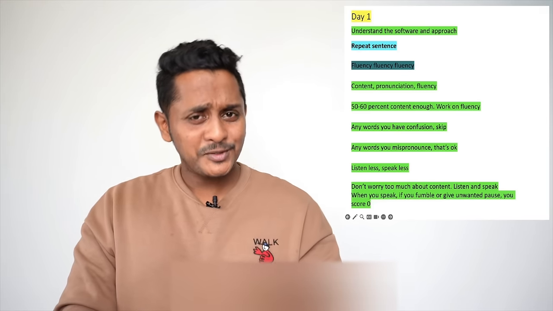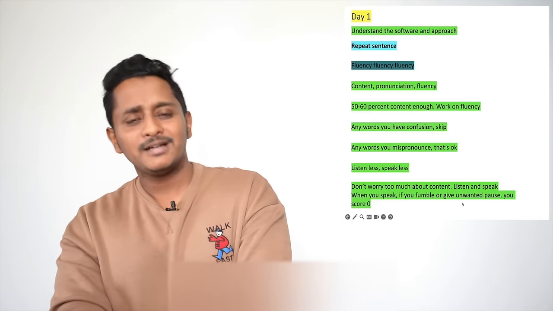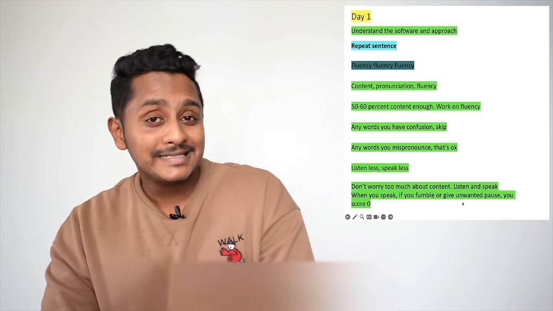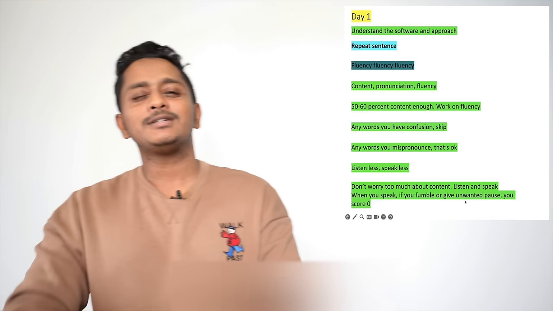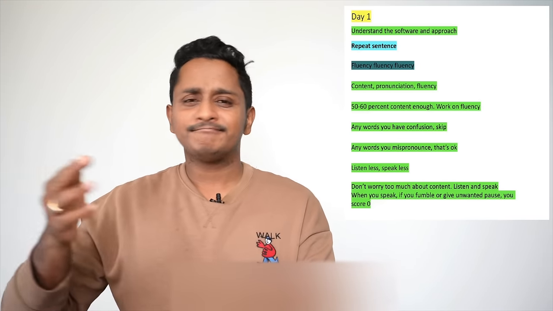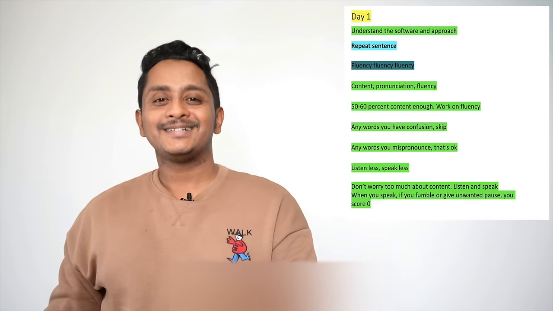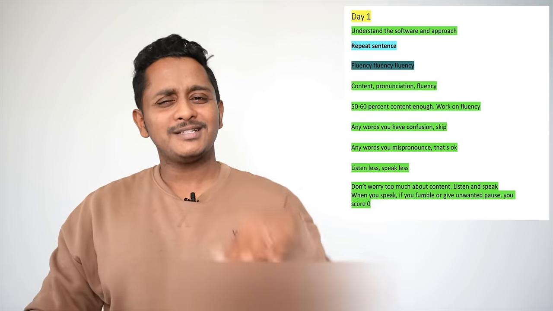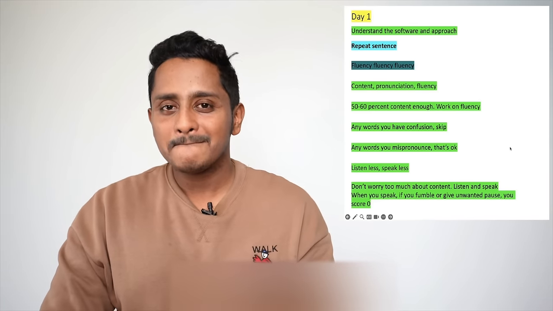That's all about repeat sentence. And yes, don't worry too much about the content. Listen and speak. And when you speak, if you fumble or give unwanted pauses, we will show what it is, everything in day two. You score zero. No unwanted pauses. It should just go like the river, the water that flows in a river. Unless you build a dam or something, the water just goes. This also should go fluently.